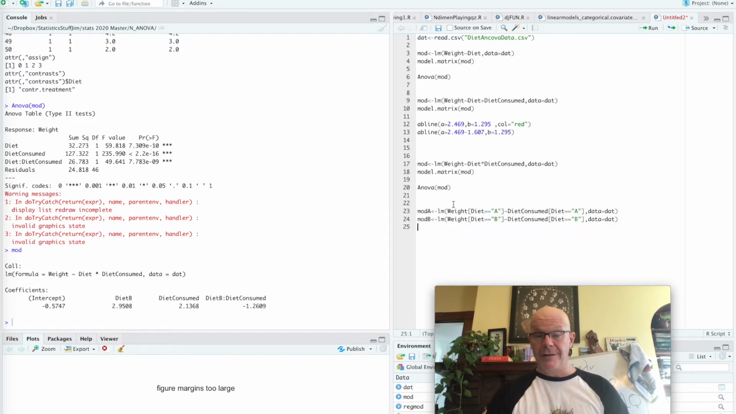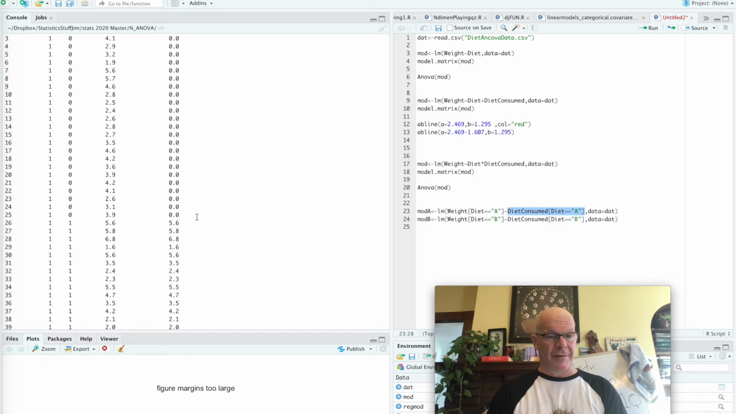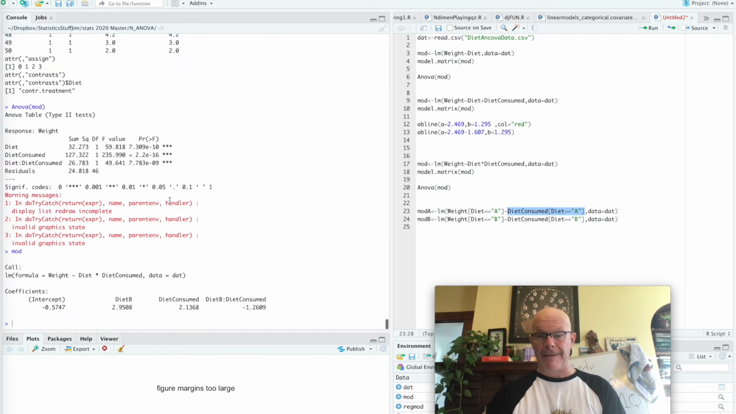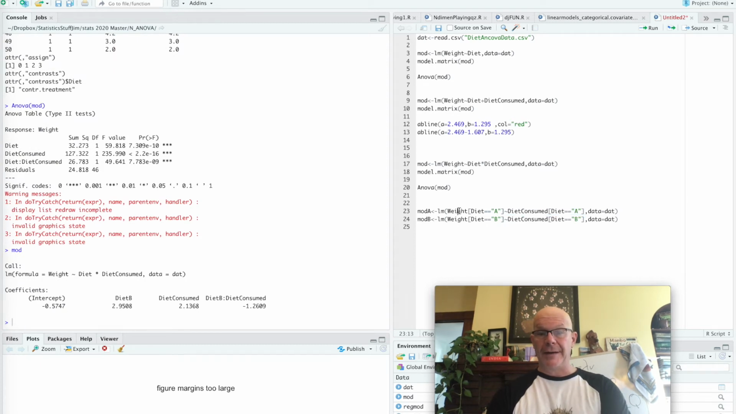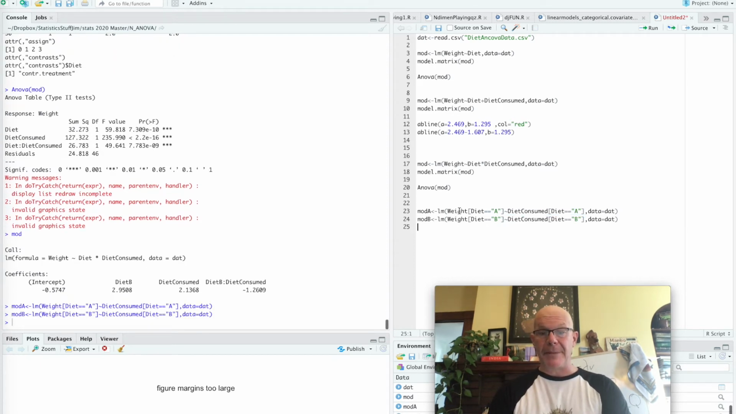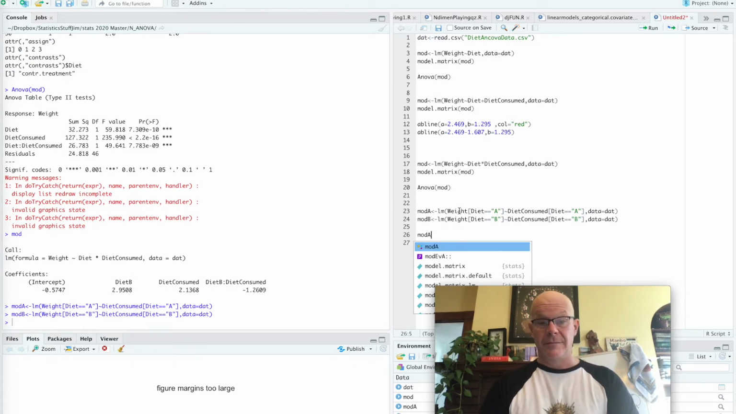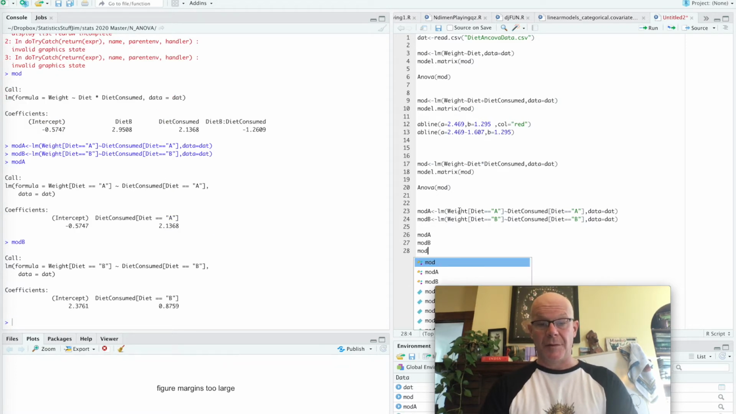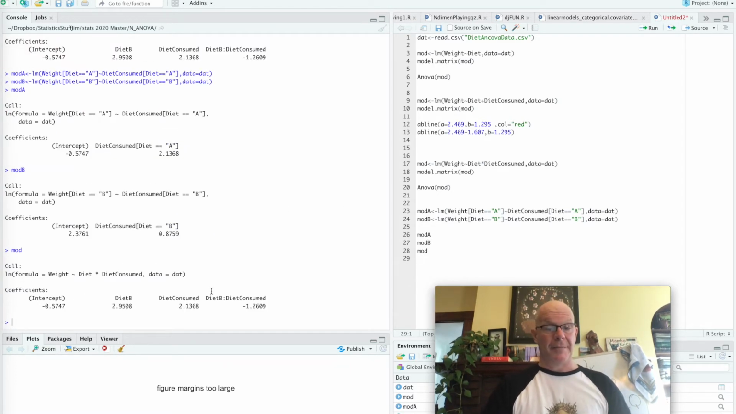And all I've done here is I'm just restricting the weight data to where diet is equal to A and where diet consumed is equal to A. And so I'm just going to do everything from here up, basically, in the raw data, okay? And so I'm going to go ahead and make that model. I'm going to do the same thing for mod B. And now let's look at the parameter estimates for mod A, and we'll look at the parameter estimates for mod B. And then we'll go back and revisit our original model, our big model with the interaction term.